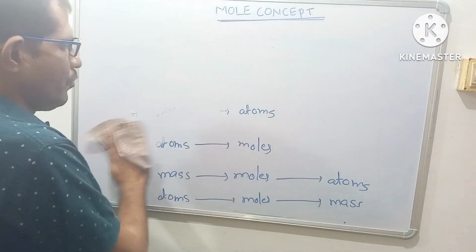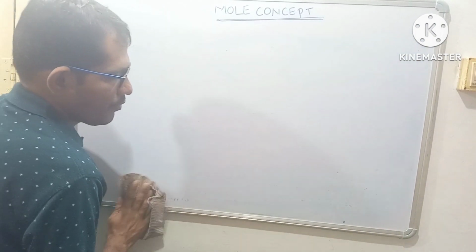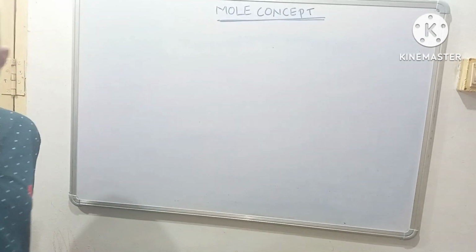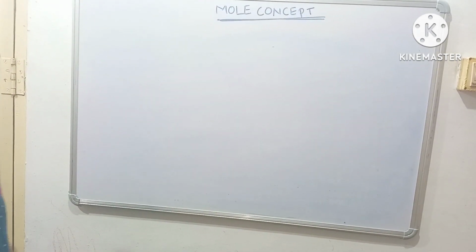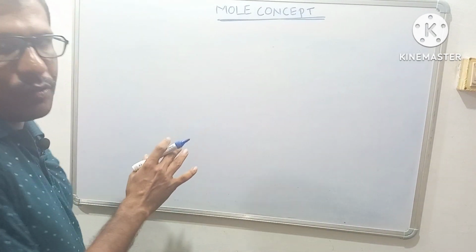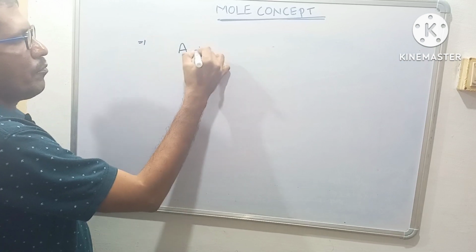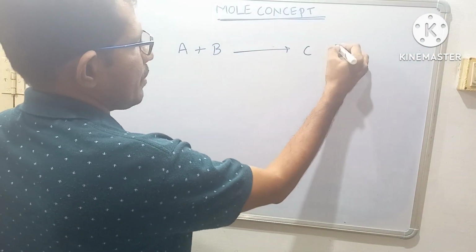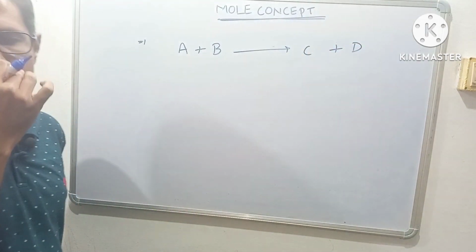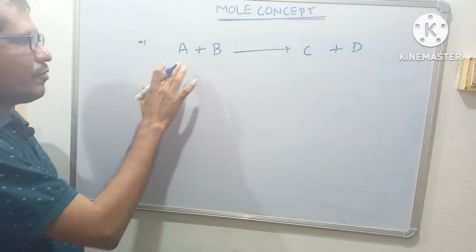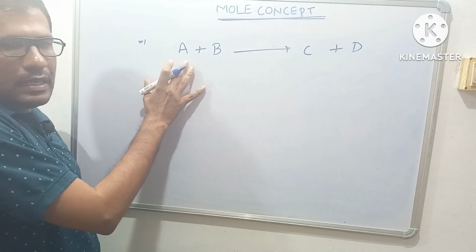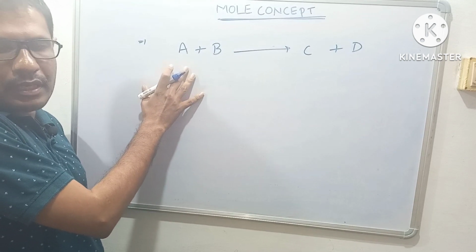And I will show you two more equations, how to approach with the equations, right? First of all, I need you to understand these conversions. I hope you understood. So next we will deal with the equations, how to write them. Suppose I have this equation, A plus B gives rise to C plus D. Assume that this is a chemistry equation.